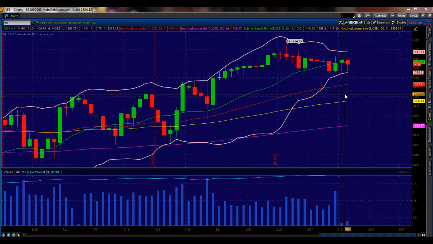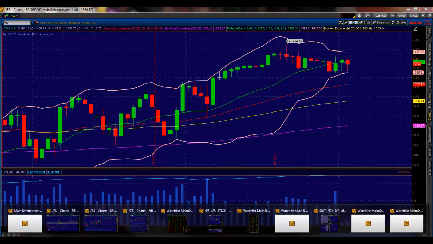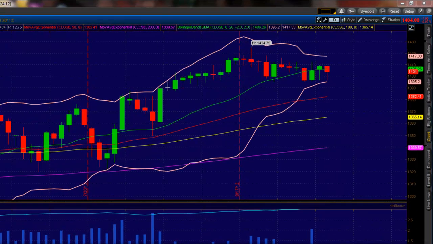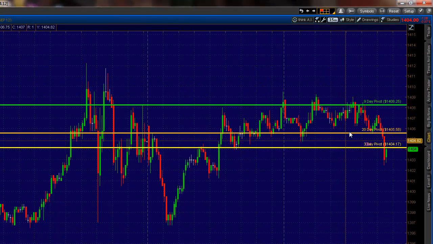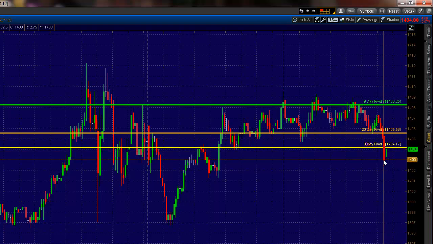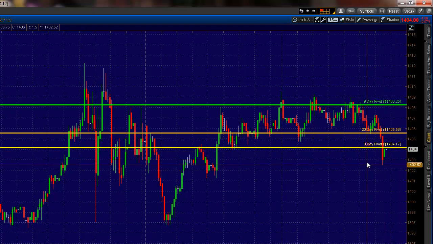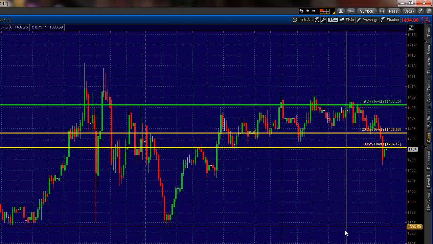And as we move to the 15-minute chart, we're kind of bumping on the 9-day pivot, and we're currently trading 1404. Now, daily and 3-day pivots are locked in at 1404.17. They're identical this morning, and for those of you that have followed my webcast for a while, you know that price tends to be a magnet to those levels.